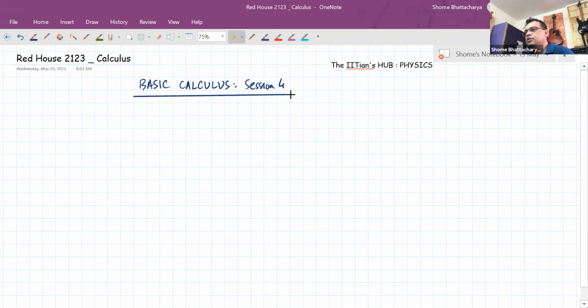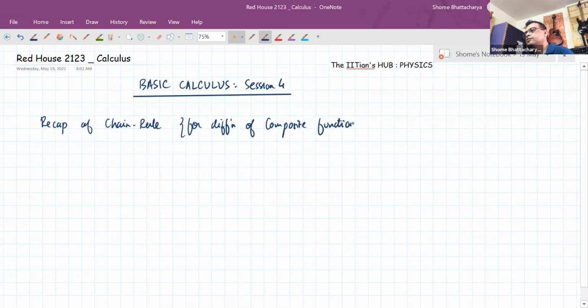So I'll start with a quick recap of the concept of chain rule in differentiation that we discussed last time. Then we'll come to questions and doubts. So this was used for differentiation of composite functions. Let's take a relook at it.